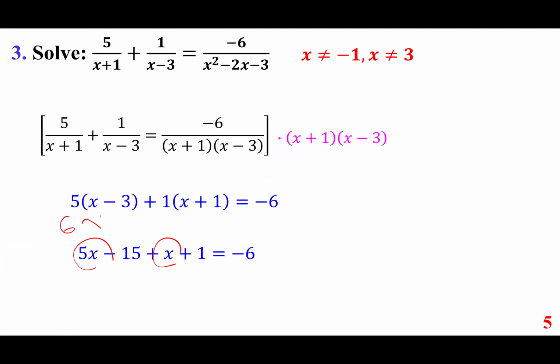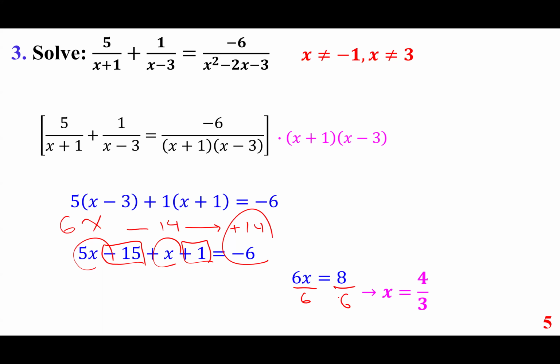That adds up to 6x. Negative 14 moves over and becomes positive 14. 6x equals 8. Divide both sides by 6, and x becomes 4/3. And you definitely check here. Normally, you should really plug in to check it out, but at the very least, check it here, and that's fine. That's the answer, and we are done.